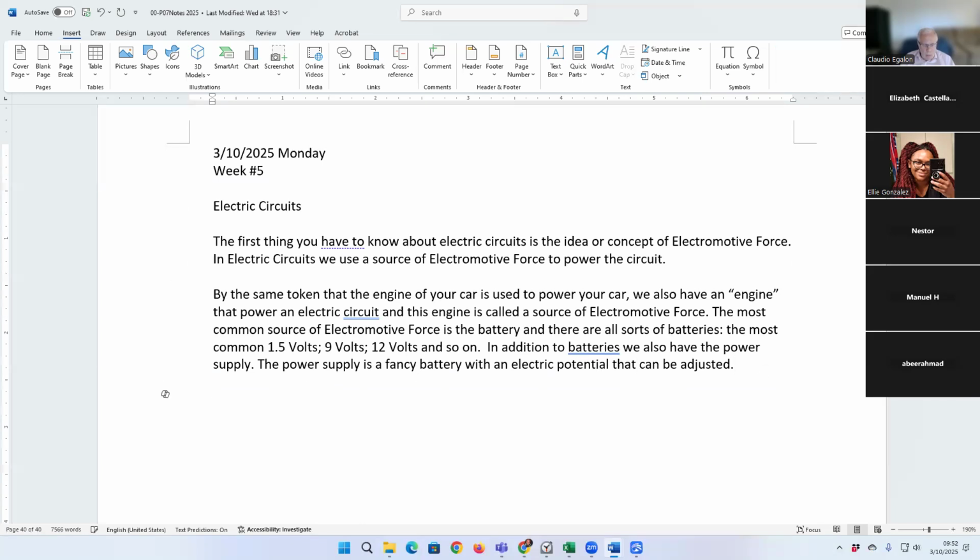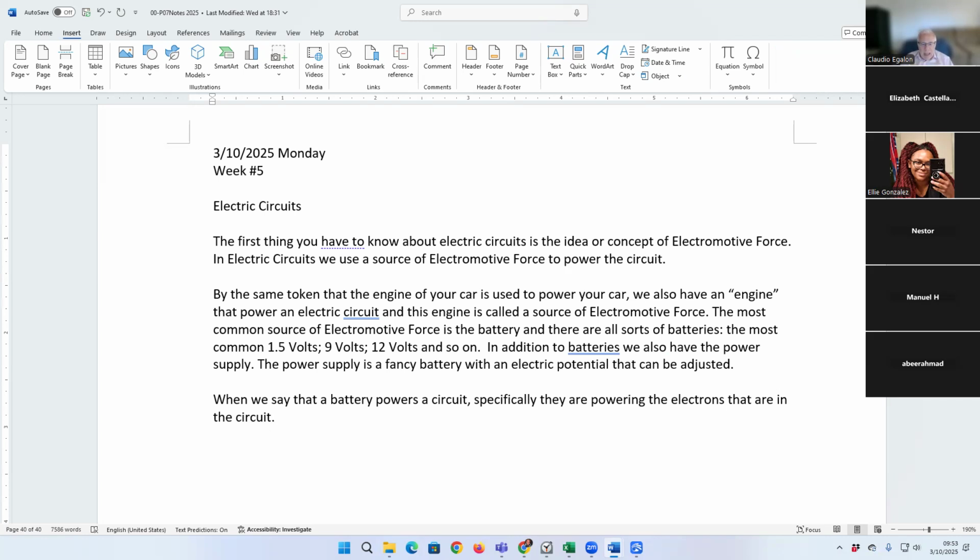And when we say that a battery powers a circuit, what do I mean by that? Specifically, they are powering the electrons that are in the circuit. That's what the source of electromotive force does.